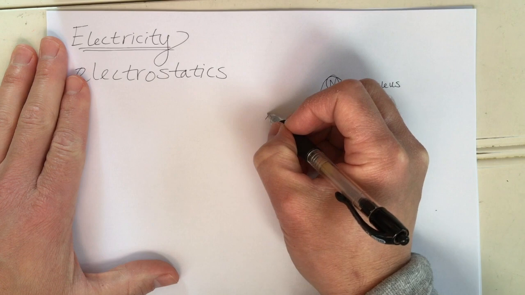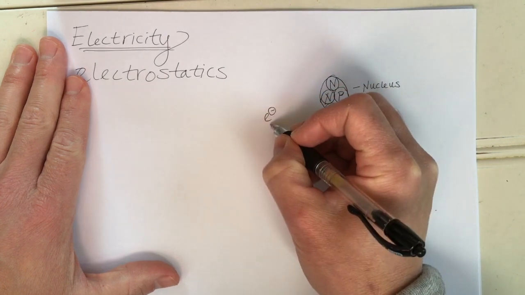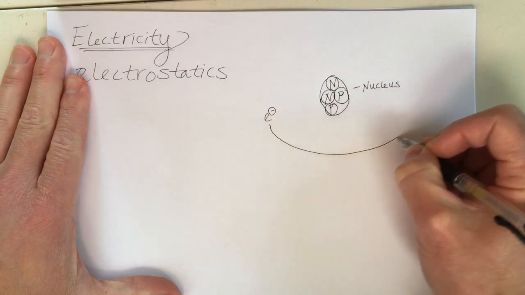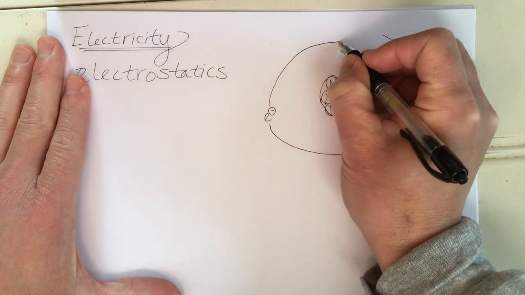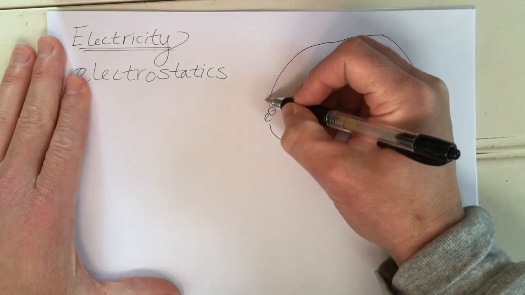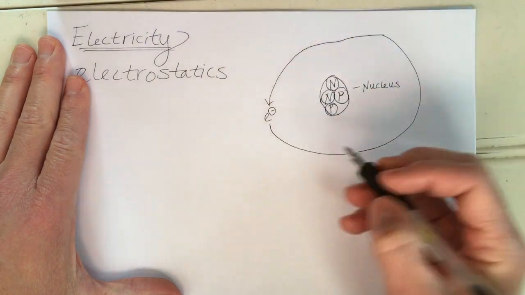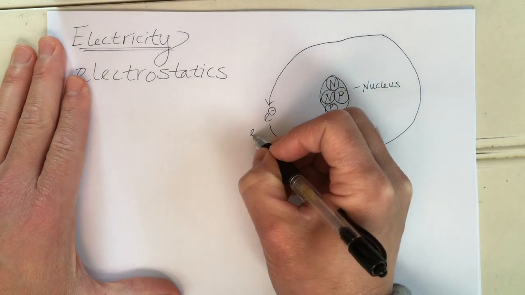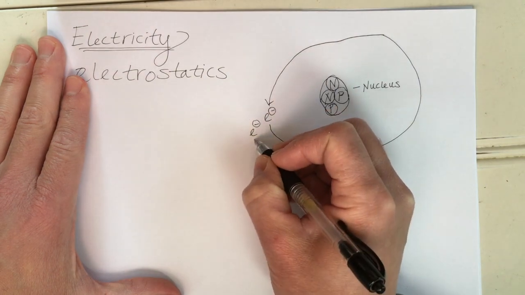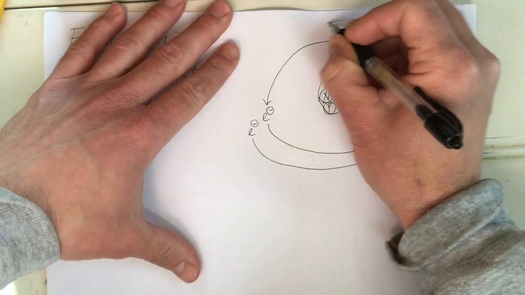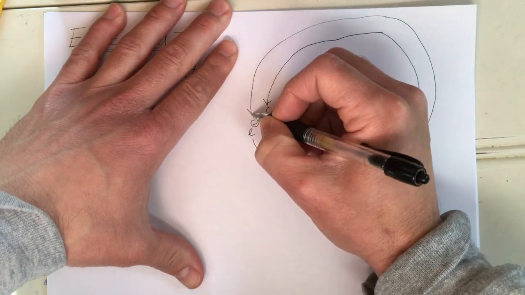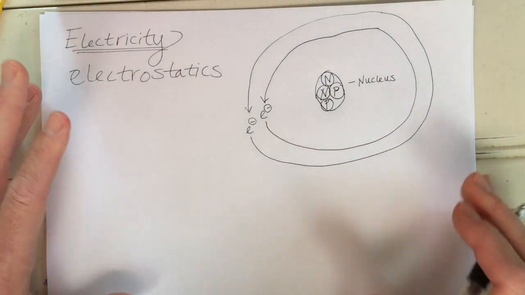Because I think maybe last year you drew your atom kind of like this, with a nucleus in the center, and these electrons out here orbiting around, kind of like a solar system, right? Just flying around. And maybe I'll have a second electron out here as well. And so this atom has a name, right? What kind of element it is.